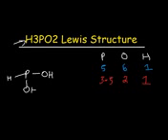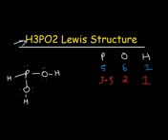Actually, let me draw it a little differently. Whenever oxygen has 2 bonds, we need to add 2 lone pairs. And whenever phosphorus has 3 bonds, we need to add 1 lone pair. This is the Lewis structure, or at least one form, of H3PO2. As we can see, phosphorus has 3 bonds, oxygen has 2, and hydrogen has 1.